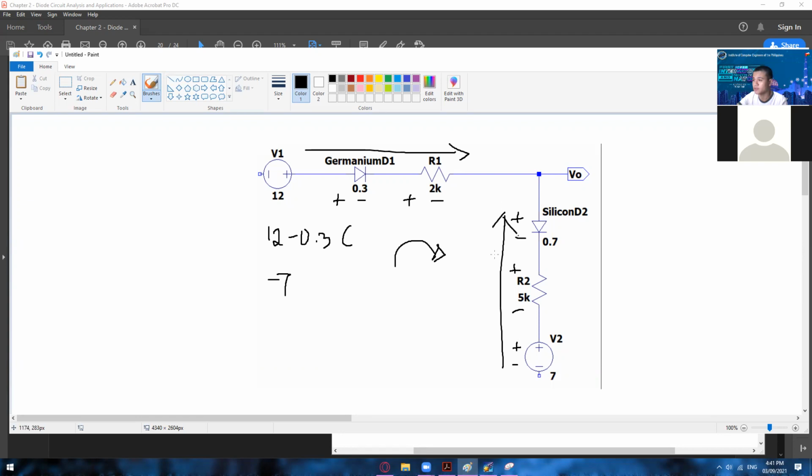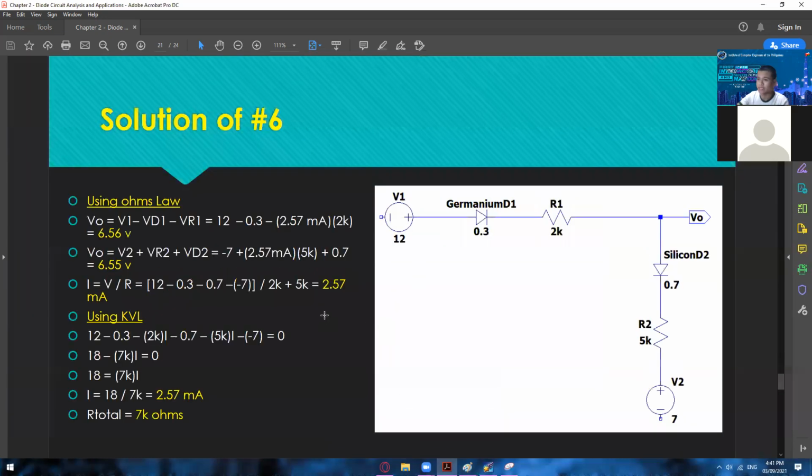And I'm also considering the outer part. So -7 minus negative this VR2 right here, and then minus this one, minus 0.7, and then it should give us the same result. Okay, so let's see how did that happen.